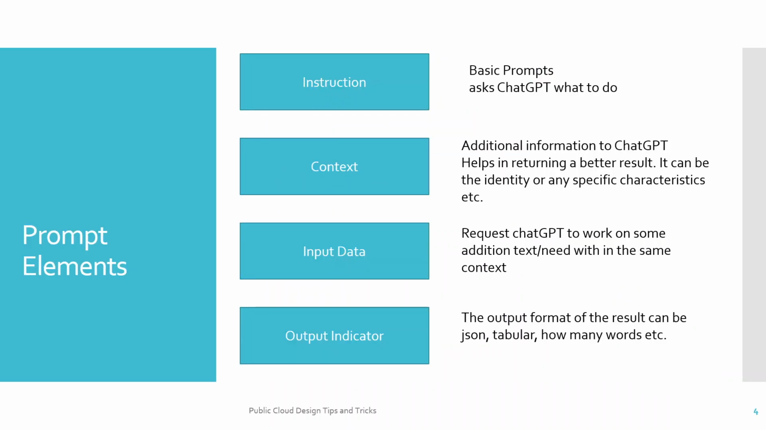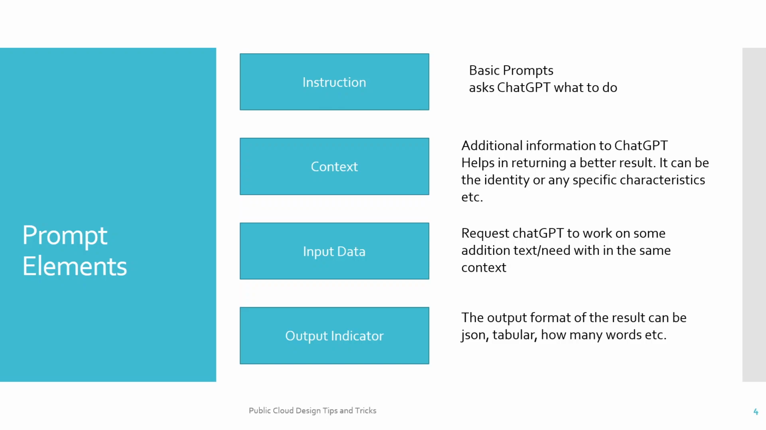Now let's discuss prompt elements. I have taken four important elements of a prompt: instruction, context, input data, and output indicator. What is an instruction? An instruction is a basic prompt, or a basic set of commands, that you give ChatGPT to tell it what to do. Now, if you start enriching those prompts, then context comes into the picture.